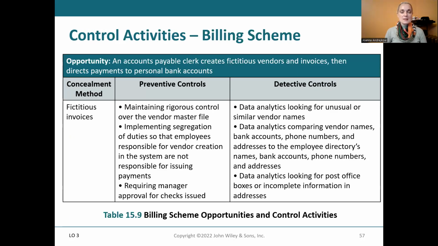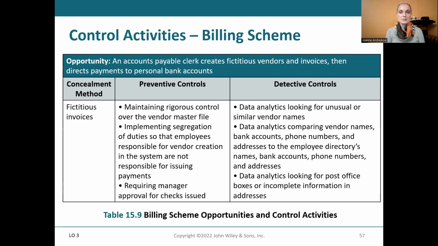Some of the control activities that can be used to mitigate this, if an employee makes fictitious invoices: you can maintain rigorous control over the vendor master file to make sure that very few people have editing rights. And if there are changes made, those changes need to be approved by someone. Implement segregation of duties so that employees responsible for vendor creation in the system are not responsible for issuing payment. Require managers' approval for checks issued.